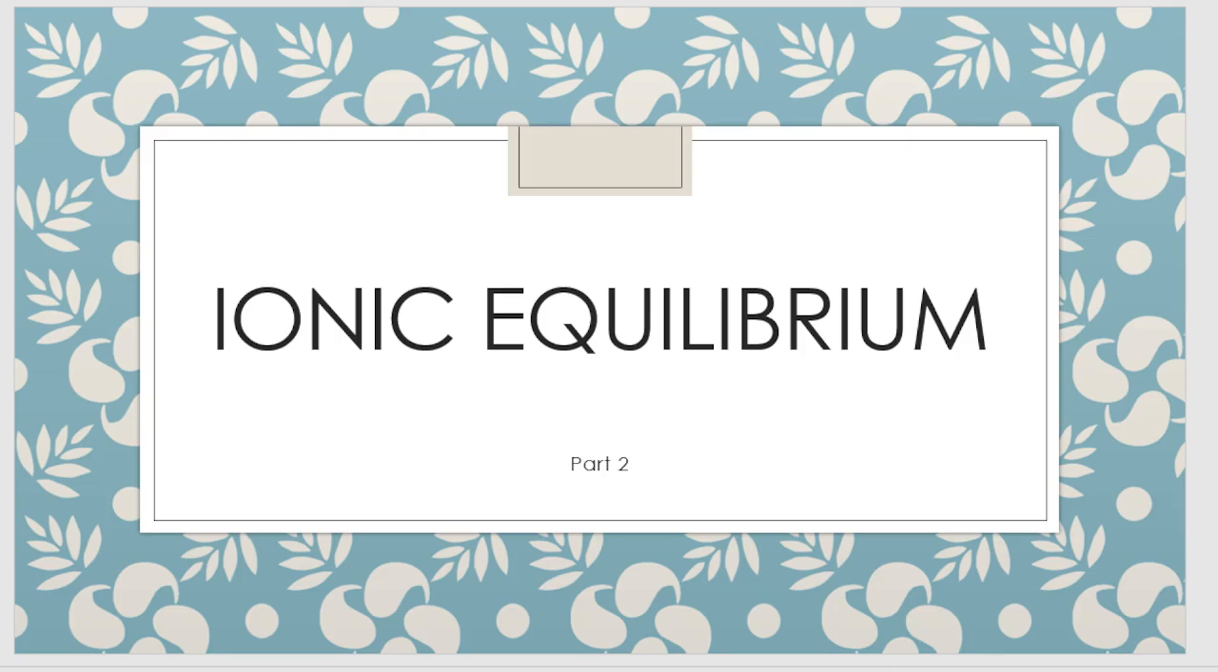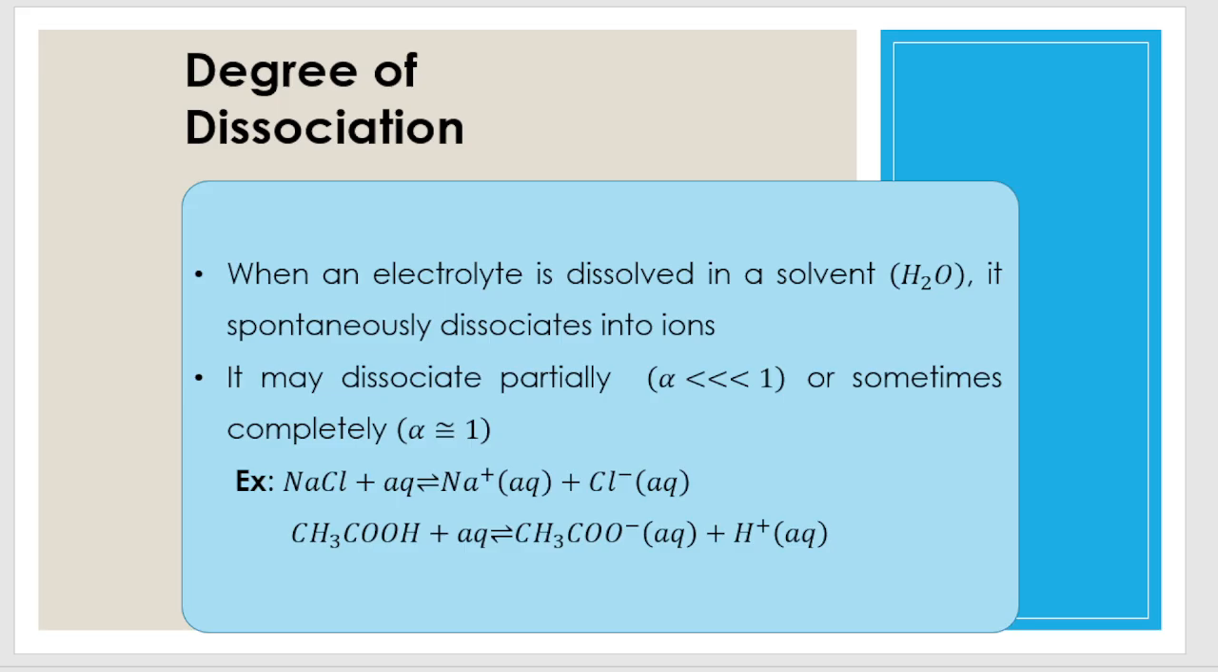In this video, I am going to discuss the part 2 of ionic equilibrium. In this, the first topic is the degree of dissociation, which is represented by the letter alpha.